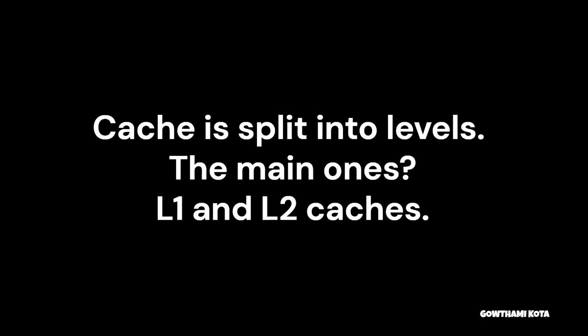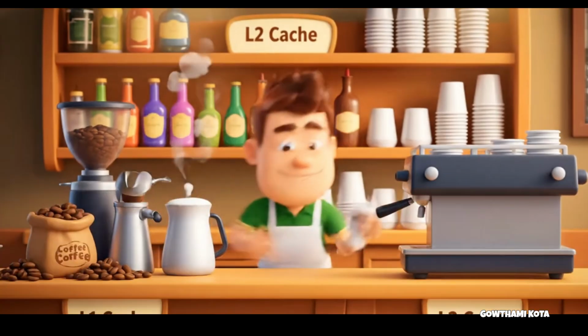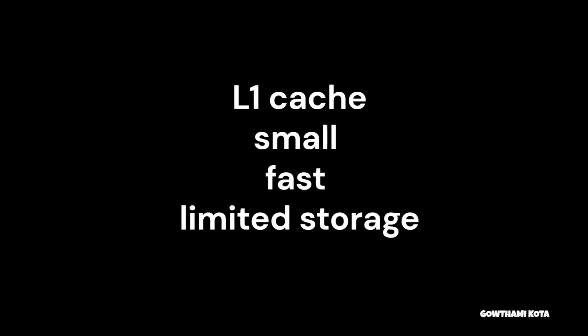Let's break it down with an analogy. Imagine you are a barista in the busiest coffee shop. You need to make drinks. The items you use every second, like coffee beans, milk, and the espresso machine, are right on your counter. You can grab them instantly. So that's what your L1 cache is. Smallest, fastest, but limited space.